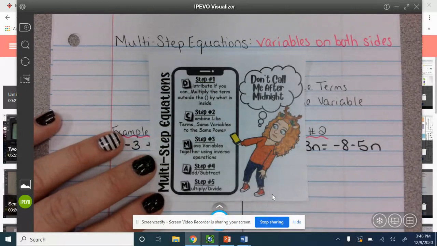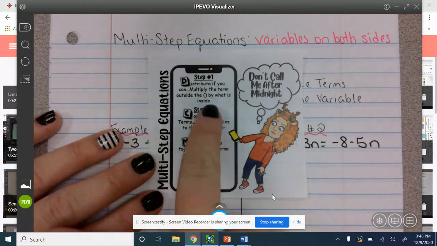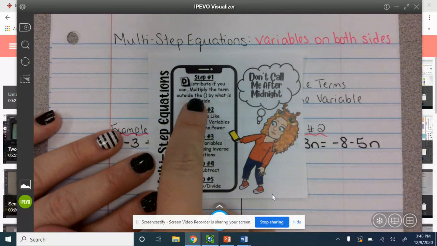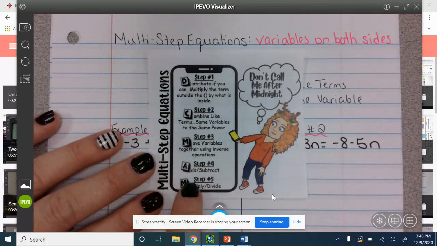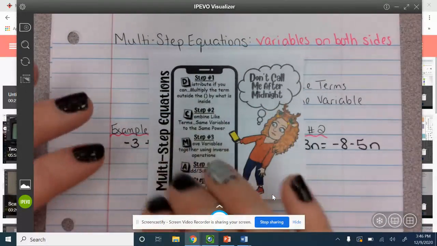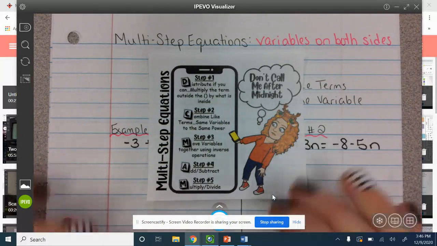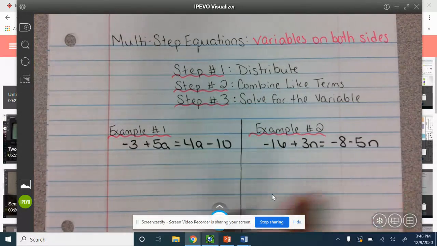So it's a little way to remember how to solve the equation. It's "Don't Call Me After Midnight." So step 1, distribute if you can. Step 2, combine like terms. Step 3, move your variables together. Step 4, add, subtract. Step 5, undo multiplying and dividing. So we'll see all of these steps as we go through these problems. I just wanted to give you a heads up about what this was.